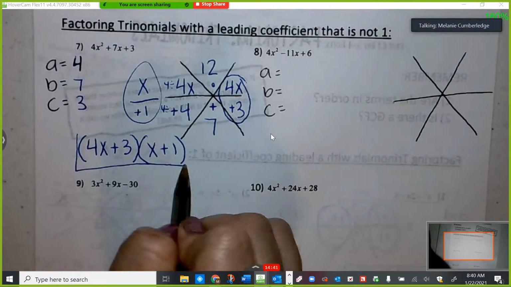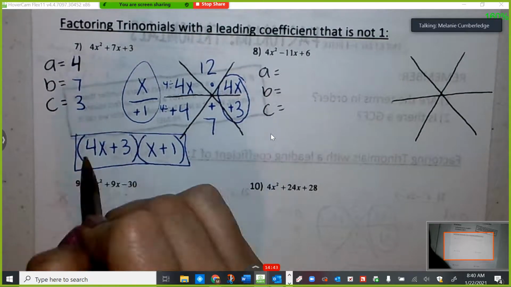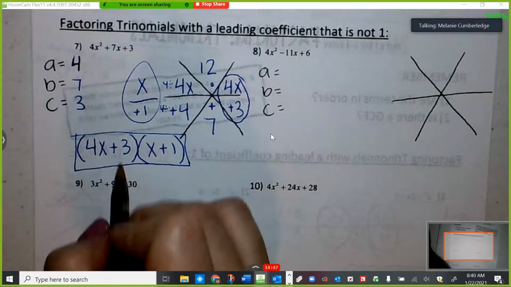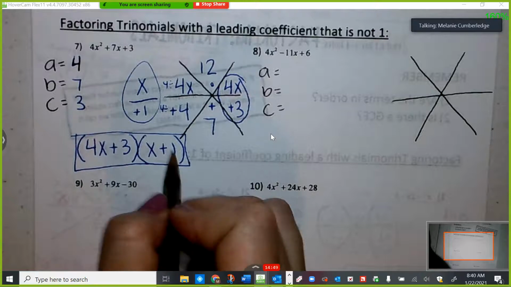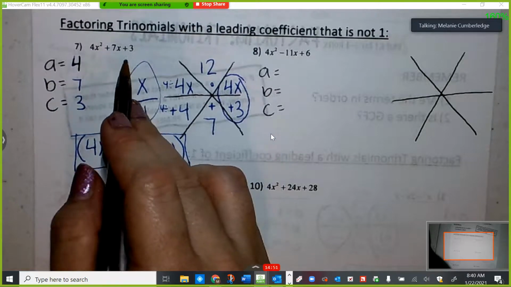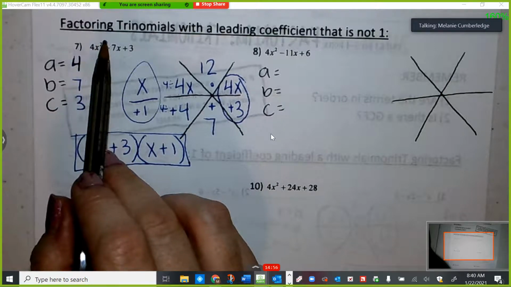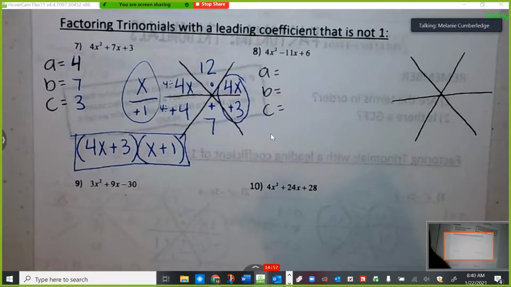Now a quick check. The first 2 terms should equal the first term, or 4x times x is 4x squared. And the last 2 terms, 3 times 1, should equal the last term, and it does. Now that doesn't always mean it's right, because we didn't look at the b term, but it is a quick little check to make sure your numbers are right. Mostly right.